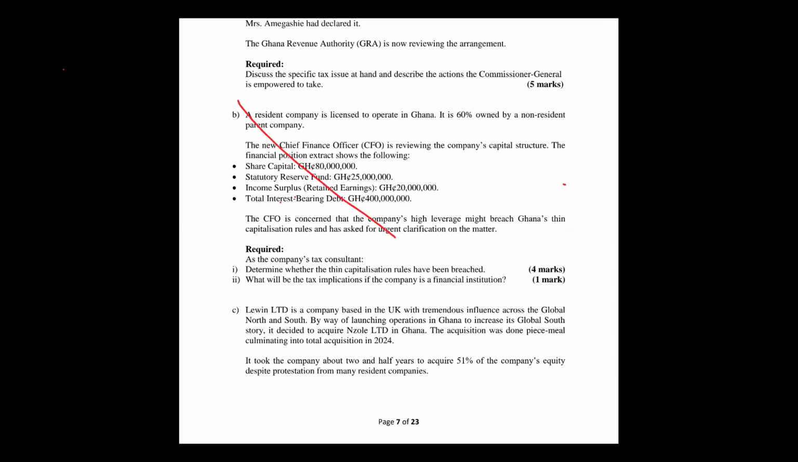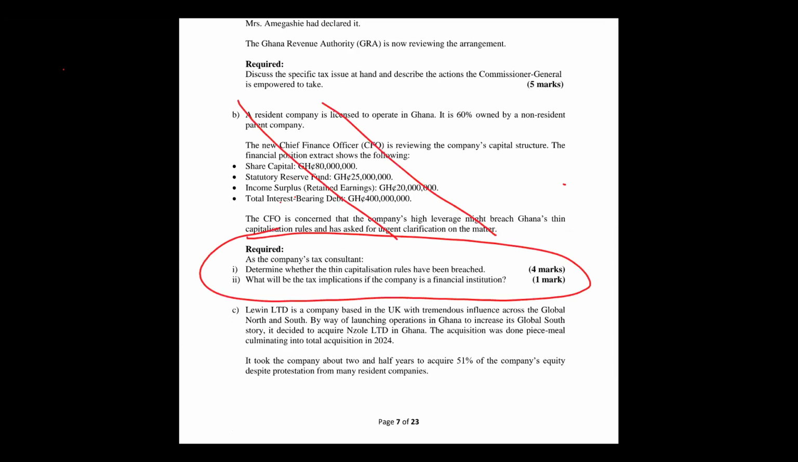I think all these guys are not necessary. This is what is needed. So as a company tax consultant, determine whether the thin capitalization rule and the double tax rules have been breached. Okay, so it means that here, for me to be able to solve the question confidently, I need information from the case study. What will be the tax implication if the company is a financial institution? 1 mark. Okay, then the last one, the C.